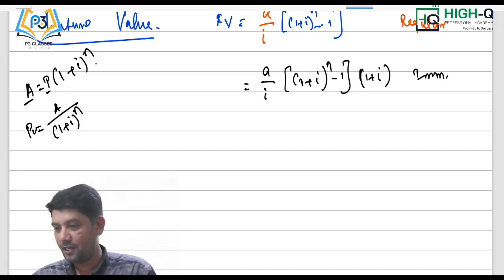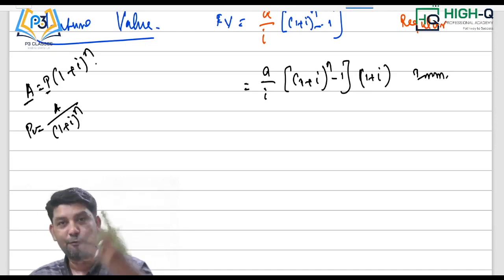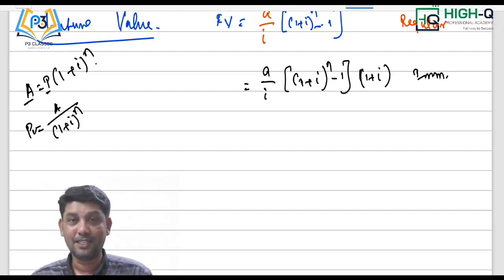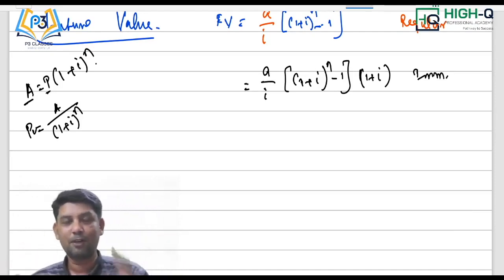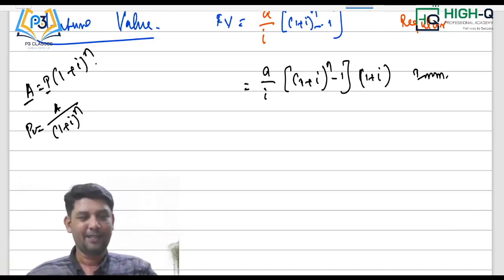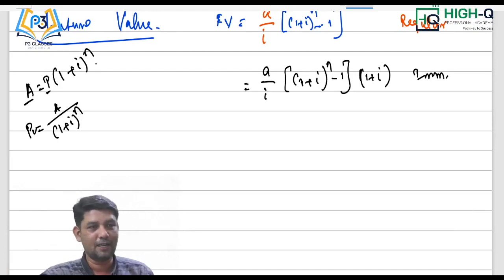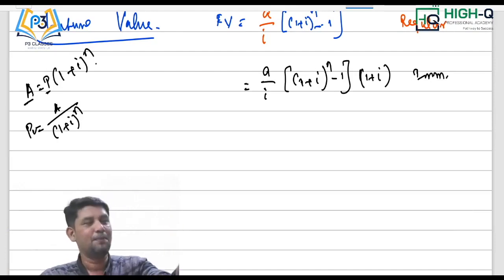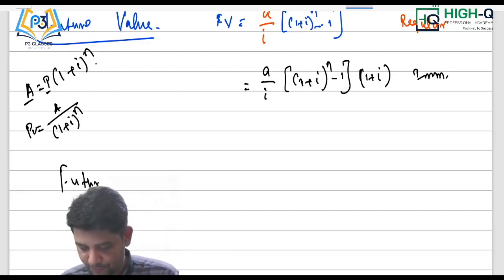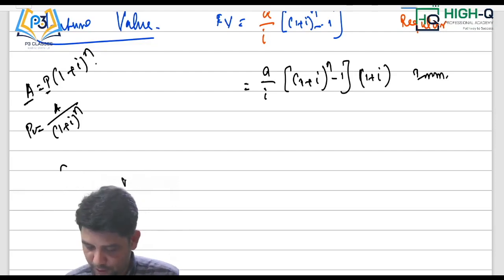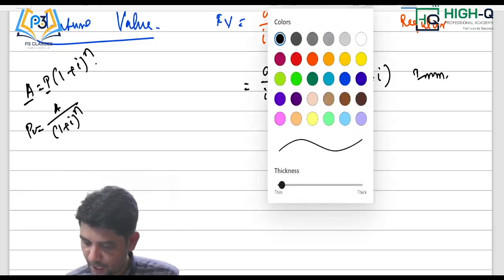This is the way we approach the formula as mathematicians. Chartered accountants and financial management people approach the formula differently, but as a mathematics faculty I approach it mathematically. Present value is amount divided by (1 plus I) the whole power n. The same logic applies here. Actually, I'm going to write the present value formula.